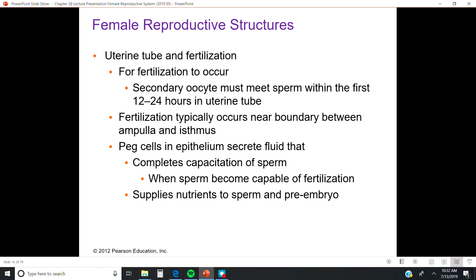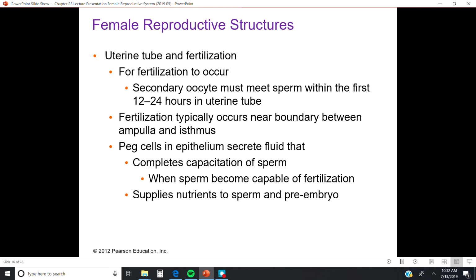So the last couple of things about the uterine tubes. Let's talk about fertilization. So I had mentioned before, fertilization does occur in the uterine tubes. For fertilization to occur, the oocyte, specifically known as a secondary oocyte, must meet the sperm within 12 to 24 hours of ovulation, right, within the uterine tube. Fertilization typically occurs near the boundary between the ampulla and the isthmus, right? So I typically think of the ampulla as the place.